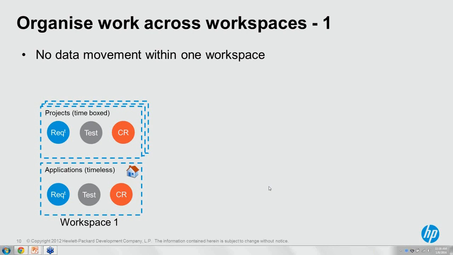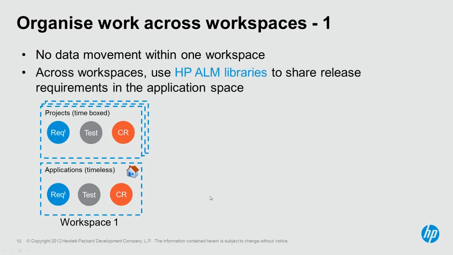And you see that you have two kinds of groups there. The first one are the projects, the real projects, the business projects that you are working on. So in one ALM workspace, you have many business projects that are time-boxed. They have a beginning and they have an end. And you are going to have requirements, tests, and defects, which we call CRs, within those business projects.